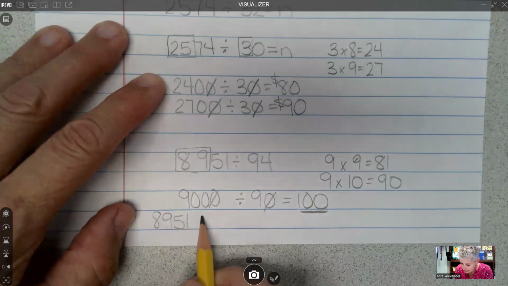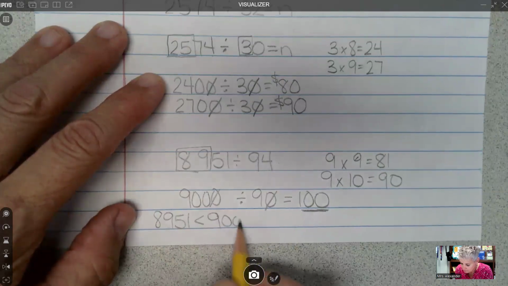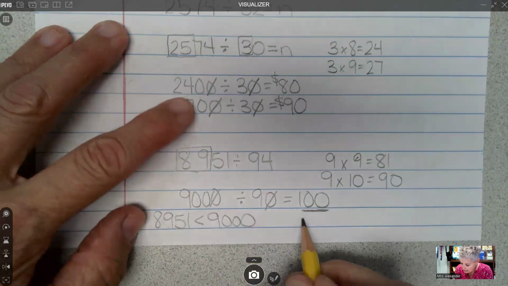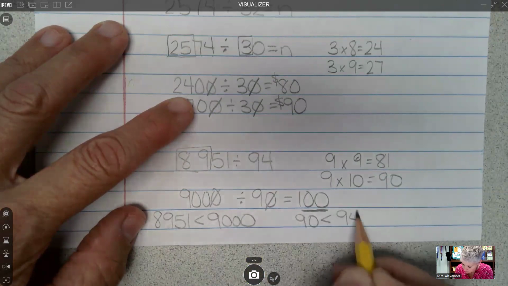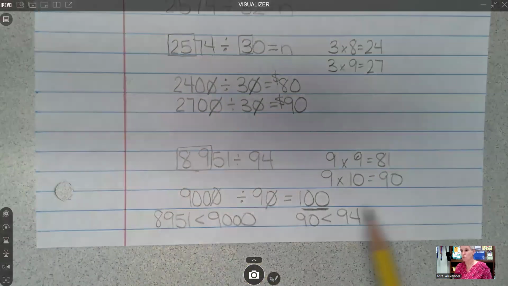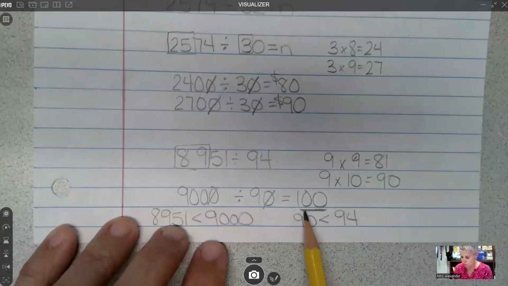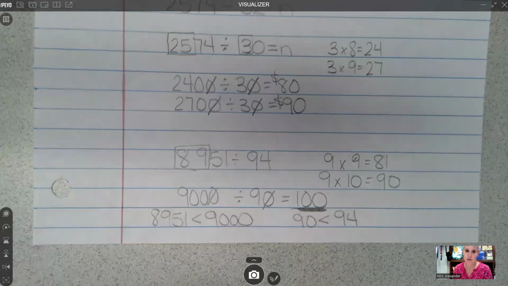8,951 is less than 9,000, and 90 is less than 94. So because of those two things, we're right at 100. Our quotient is going to be less than this. So I would say it's not reasonable for those reasons, because we just barely made it to a 3-digit number. So I would say it's not reasonable. Sorry, Benil.